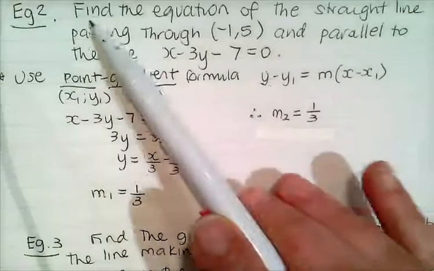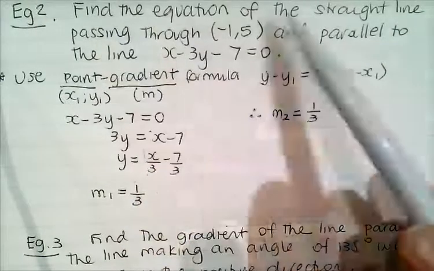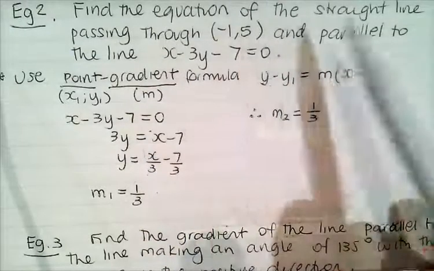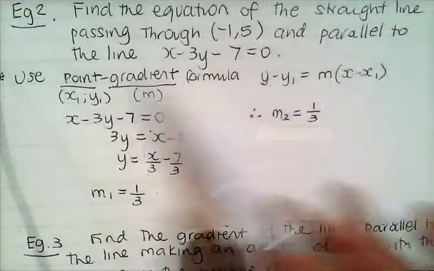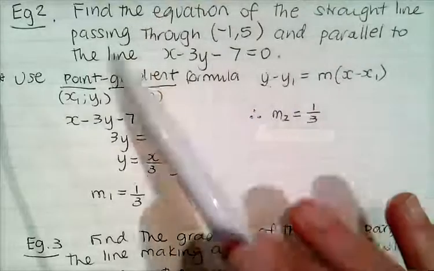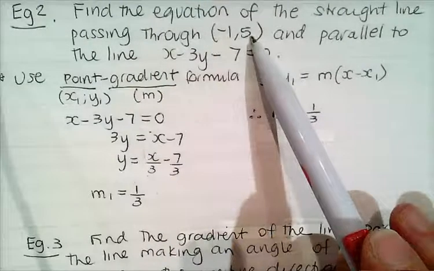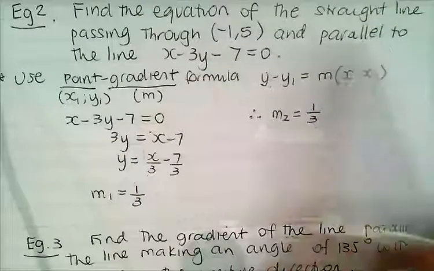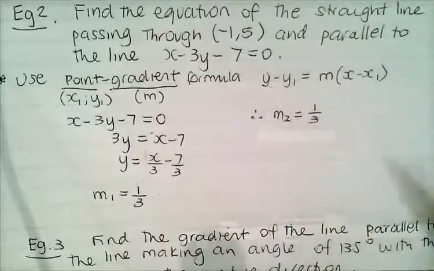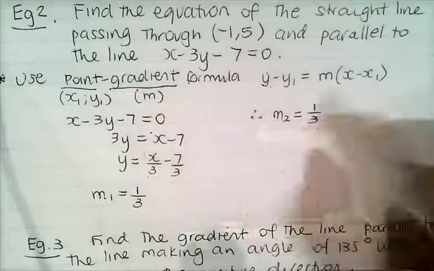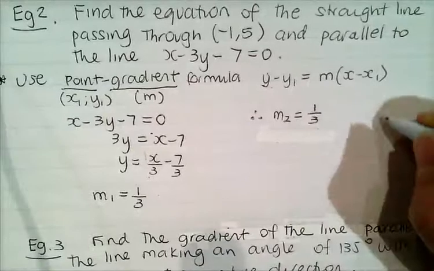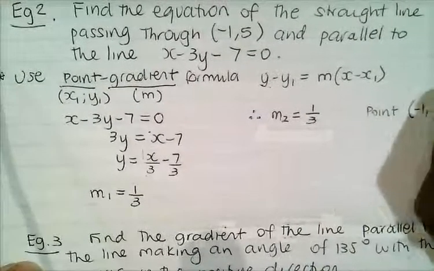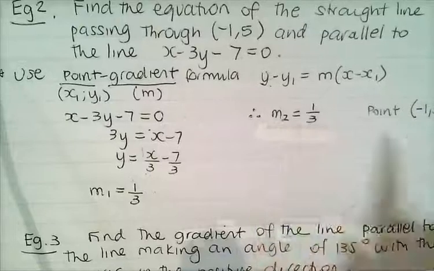So now the question becomes the following. Find the equation of the straight line passing through this point -1, 5, and instead of parallel to this line, we say find the equation of the straight line passing through this point -1, 5, and with gradient 1/3, because the line parallel to this line has gradient 1/3. So our gradient is 1/3, and the point that we're going to use, x1, y1, is -1, 5. So there's my gradient, there's my point.